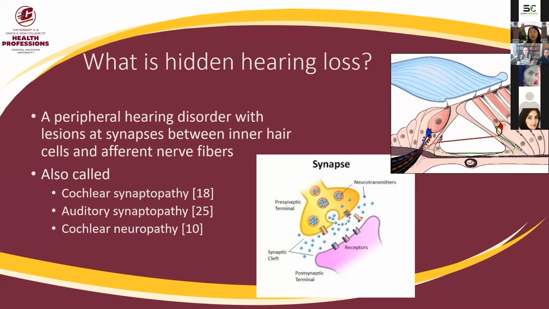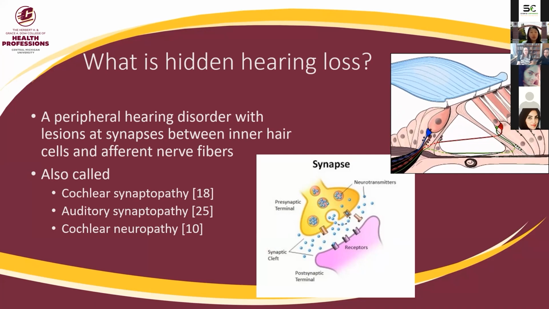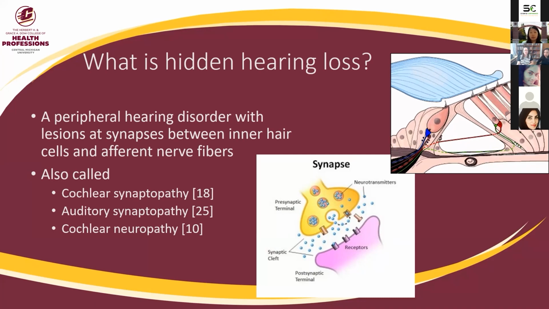The inner hair cell here connects to the afferent nerve fiber through the synapse. The hearing disorder with lesions, specifically the synapse between the inner hair cell and afferent nerve fiber, is called hidden hearing loss. Obviously, it is a peripheral hearing disorder. It's also called cochlear or auditory synaptopathy or cochlear neuropathy.